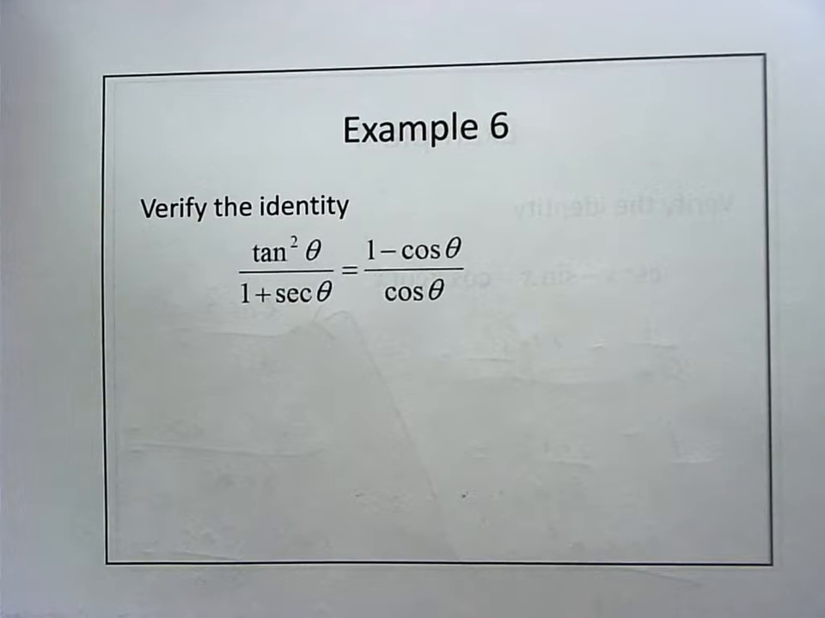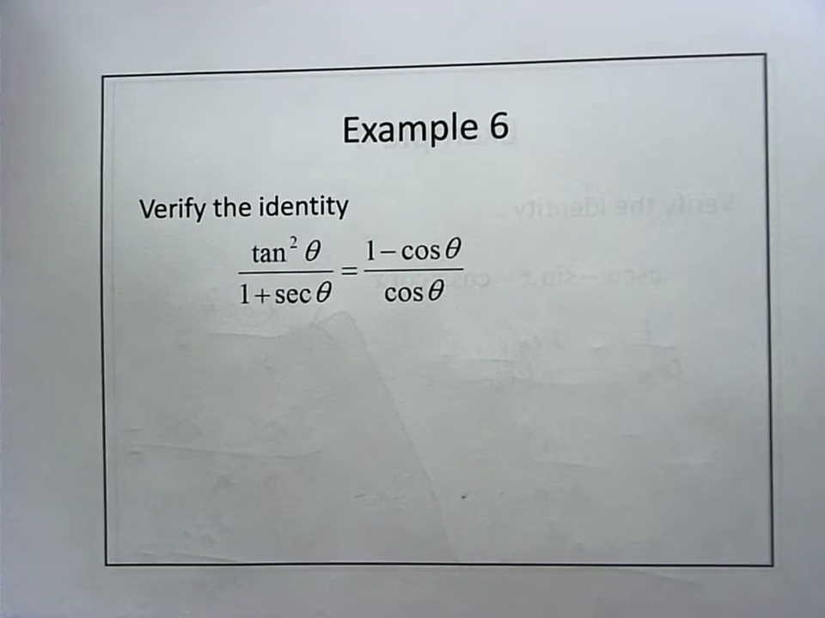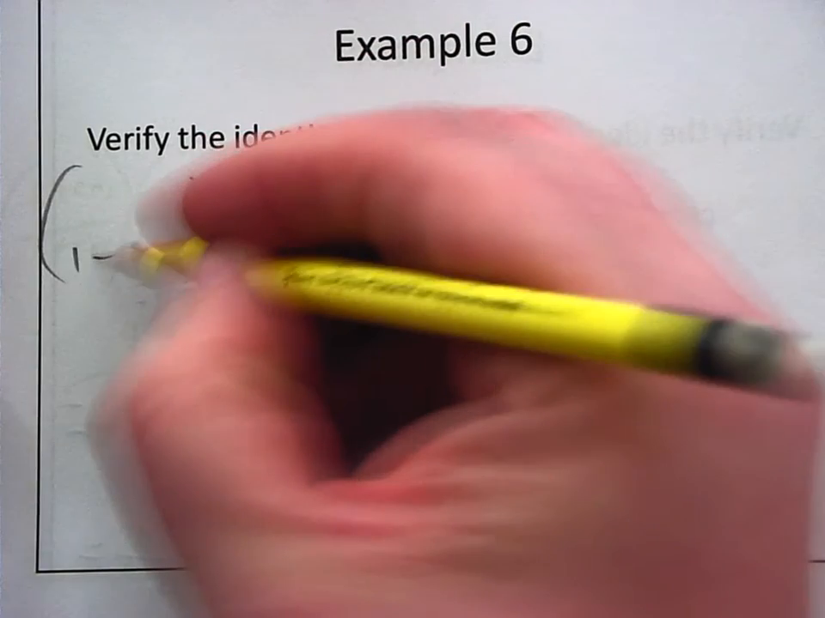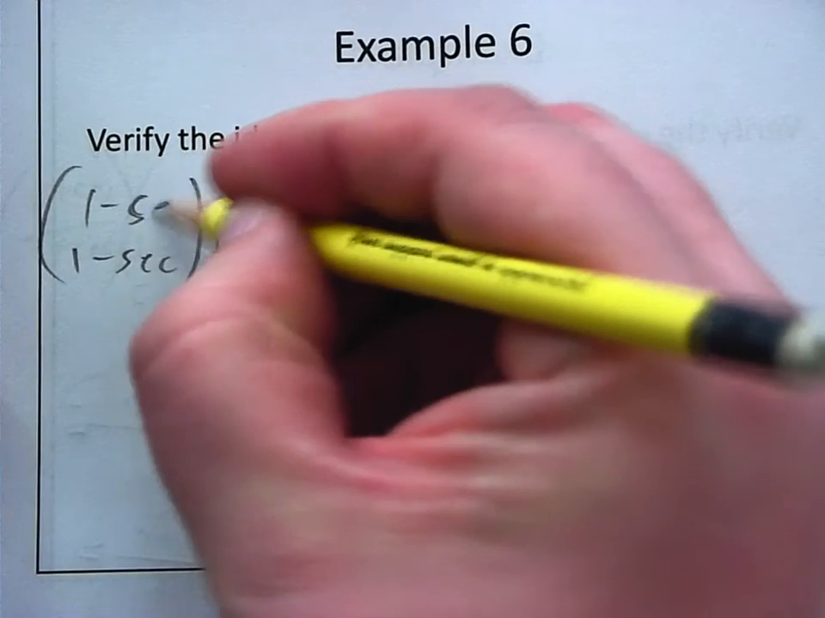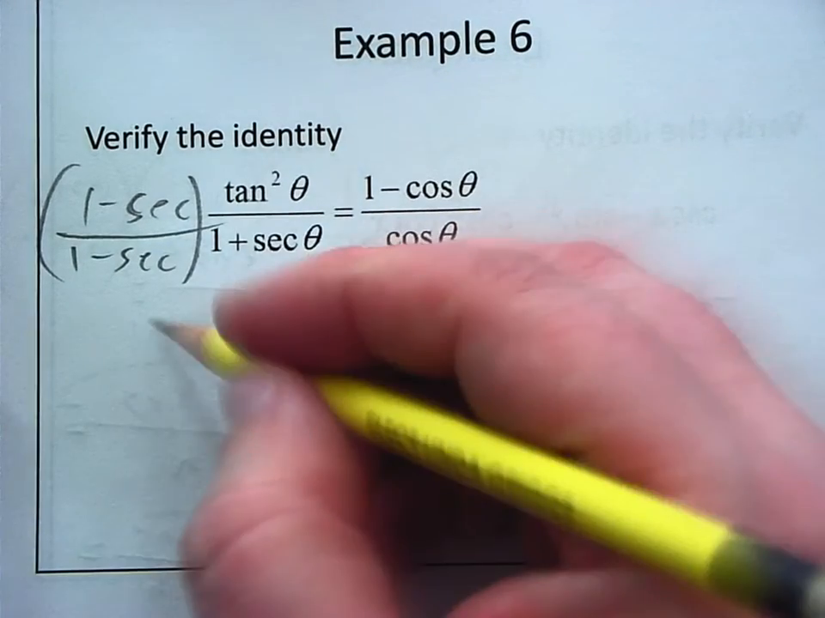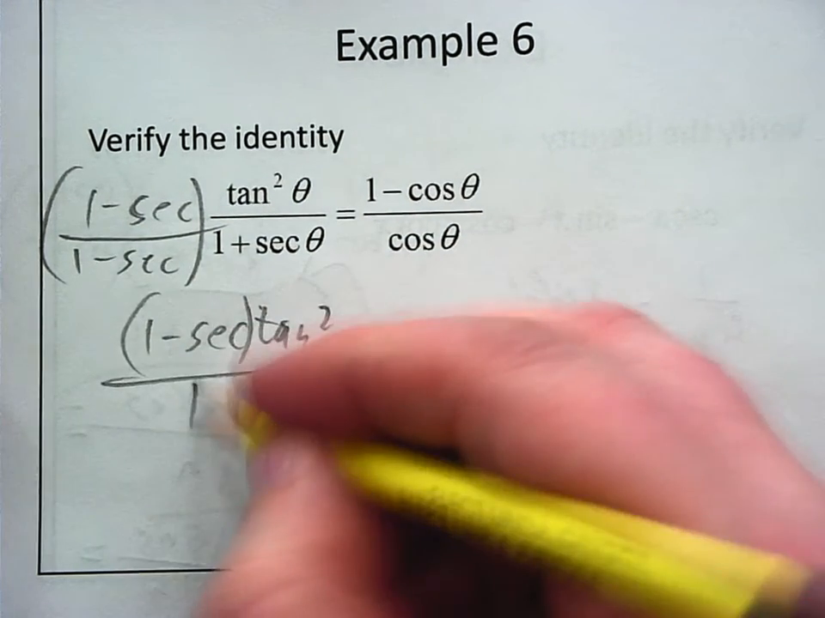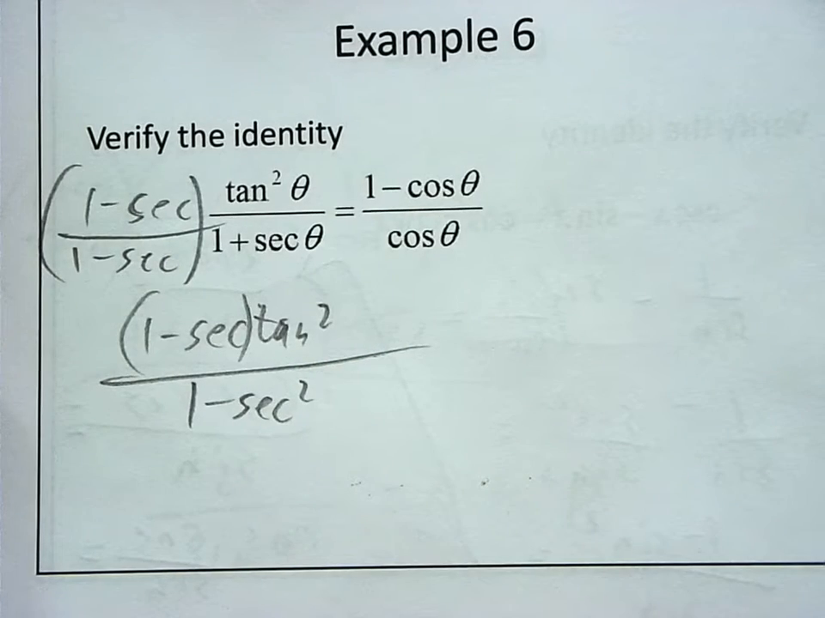Which side's more complex here? The left side. The right side you have a subtraction, division. On the left side you have addition, division, and squaring. Any ideas? Honestly, there's probably about 4 different ways to do this problem. So, we try multiplying by the conjugate. If I do that, 1 minus secant, 1 minus secant. The bottom, I'm going to get what? 1 minus secant squared. And 1 minus secant squared is what?